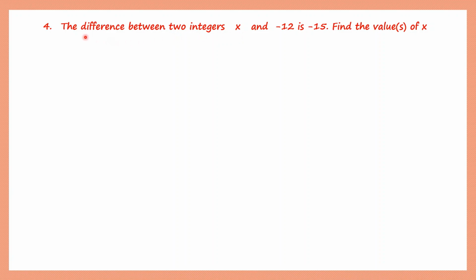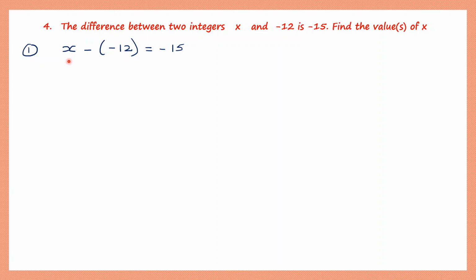Now whenever it is difference, when you are subtracting, you will have more than one value for x because we are going to put x in different places. So let's take up the first case and see. What we're going to do is put x first in the beginning. X minus, what is the second integer? Minus 12. And the answer between these two when you subtract is minus 15. So this is the first case where we have put x in the beginning. In the second case, we'll put x second and minus 12 first.